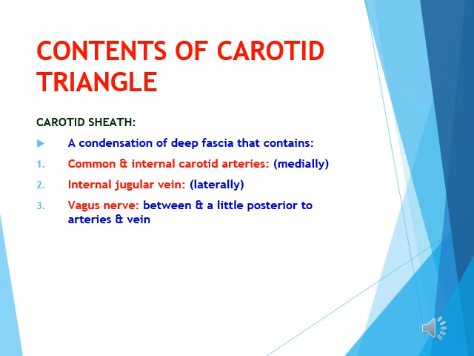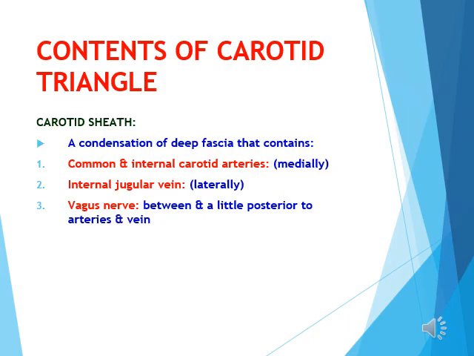Let's now zoom into the carotid sheath, a fascial compartment within the carotid triangle that houses some of the neck's most vital structures. Understanding its internal layout is essential for safe surgical navigation and radiotherapy planning. So, what is the carotid sheath? It's a condensation of deep cervical fascia that envelopes three key structures, each with a distinct position: the common and internal carotid arteries, the internal jugular vein, and the vagus nerve.